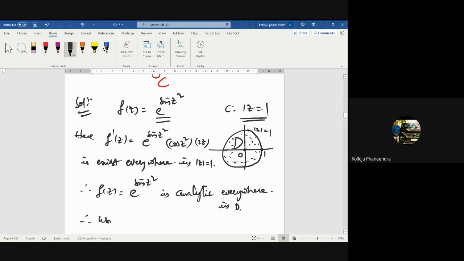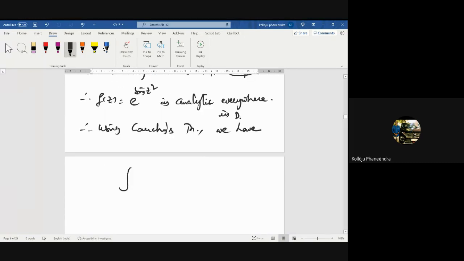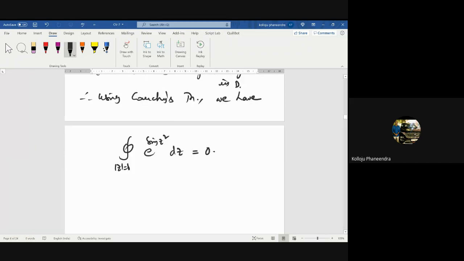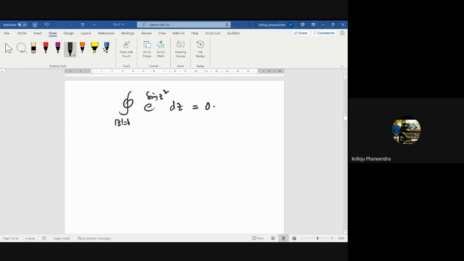Therefore, using Cauchy's theorem, we have the integral over C, where C is mod z equal to 1, of e to the power of sin z square dz, value 0. Okay. Any doubts? Now, one more problem to clear any doubt in Cauchy's theorem.